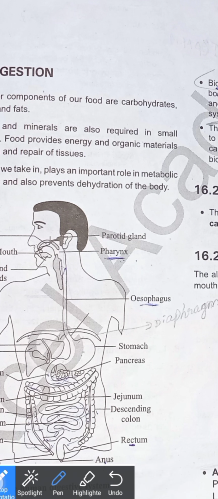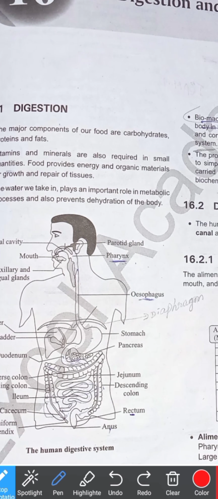The stomach leads to the small intestine. The small intestine consists of three parts. The first part is the C-shaped structure called the duodenum. The duodenum leads to the next part of the small intestine, the jejunum. The jejunum leads to the highly coiled structure called the ileum. The ileum, the last part of the small intestine, joins the large intestine. The part of the large intestine where the ileum joins is called the cecum.